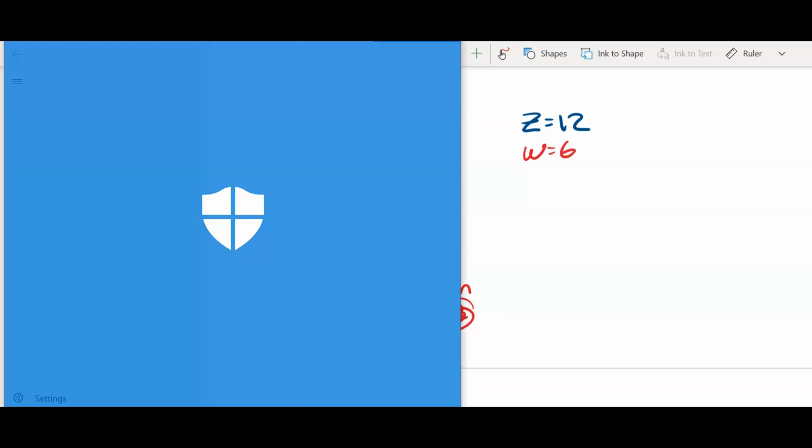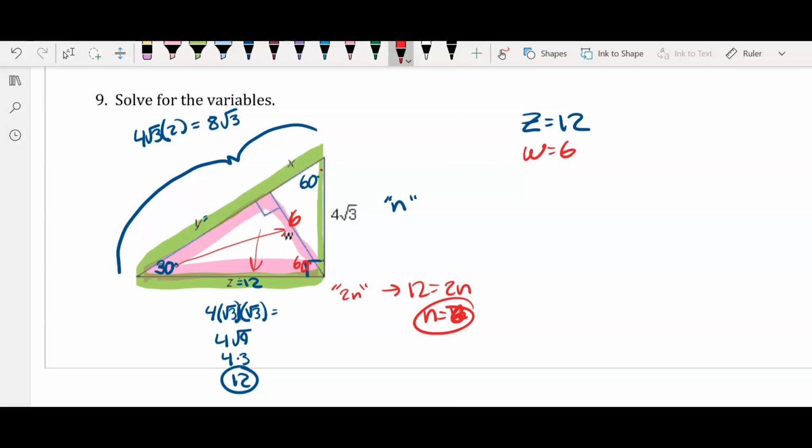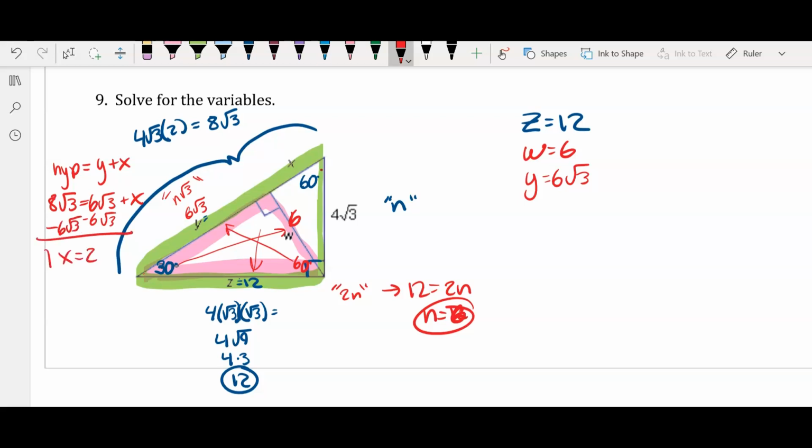And then from here, across from our 60 degrees, we're going to have that n root 3. So we're going to get 6 times the square root of 3. So y equals 6 root 3. Then if we think about this here, to get the hypotenuse, that is equal to y plus x. We know the hypotenuse is 8 root 3. We know y is 6 root 3 plus x, which we don't know. So I'm going to subtract the 6 root 3, and we're just going to get x equal 2 root 3.